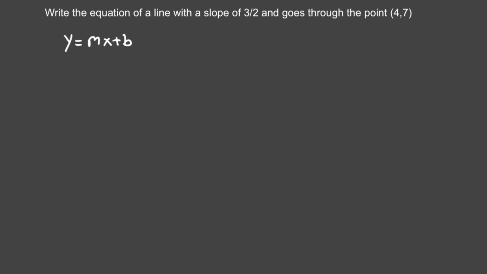When we're using slope-intercept form, we need two things. We need the slope, which we actually do have, the slope of 3/2, and we also need the y-intercept. Well, the point (4, 7), unfortunately, is not the y-intercept. So what we're going to do is use all the information that's given to us to figure out what the y-intercept is. We know a slope, we know an m, and we also know an x and a y value. So I'm just going to plug in all the information I know and solve for what's missing.